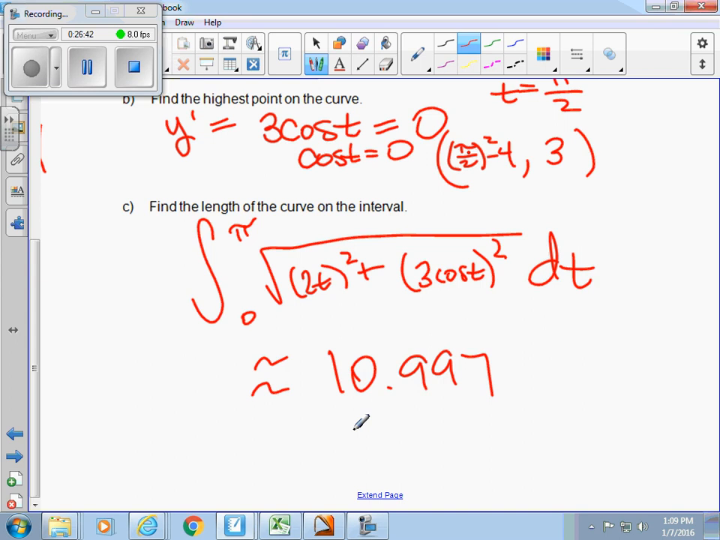Just units, not square units, because this is arc length, not area, right? I don't know what our units are in, but any questions about that one?